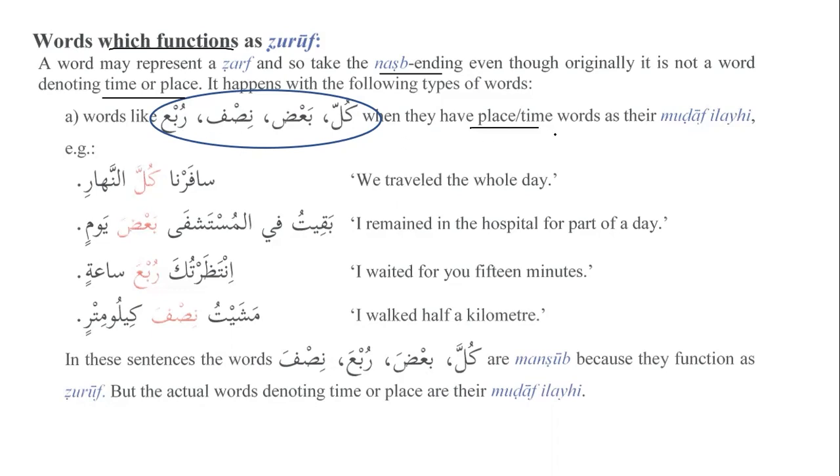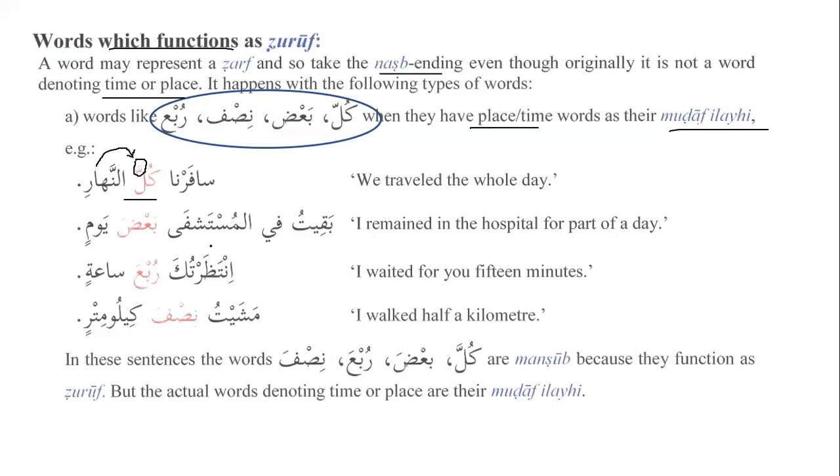When they have place and time words as their mudaf ilayh, we know that all of them, kullun وَبَعْضٌ وَنِصْفٌ وَرُبْعٌ, are used as mudaf. So when they have a mudaf ilayh and the mudaf ilayh refers to time or place, then they will also be considered as dharf. For example, you say safarna kullan nahari, we traveled the whole day. Now kulla is mansub here. It is in the place of mansub because safarna is fail plus file, and this is in the place of maful fihi. Now why is it maful fihi? Because of an-nahari, because we know that an-nahar refers to time, and because we have used kulla and it's a part of an-nahari, that's why we will say that now kulla is also functioning as a dharf.